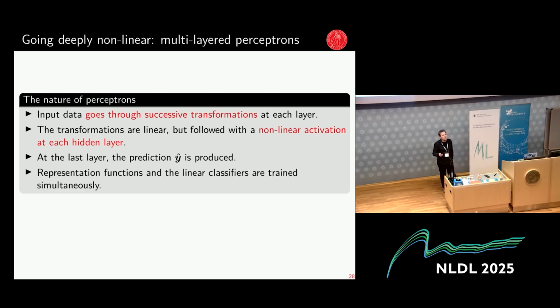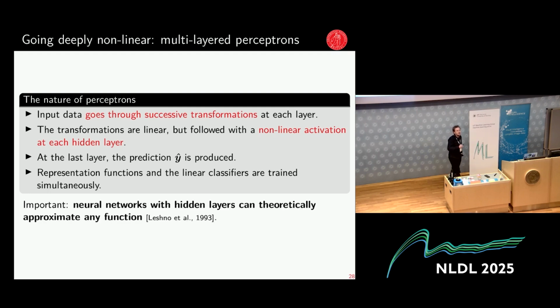As in the case with the linear models. Right, and all of this is trained end-to-end, trained simultaneously, right? So the representation functions and the classifiers themselves. And it was shown a long time ago that such functions, neural networks with hidden layers, in theory, can approximate any function. So they are universal approximators.